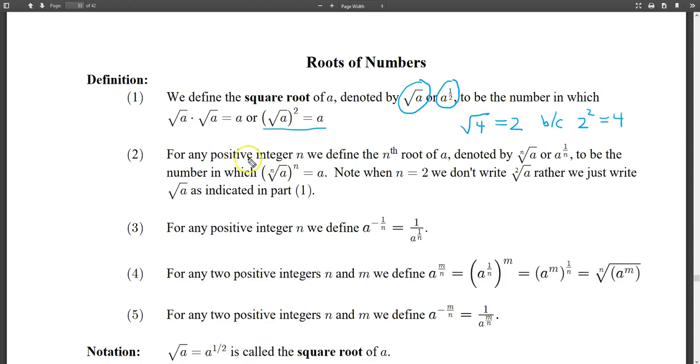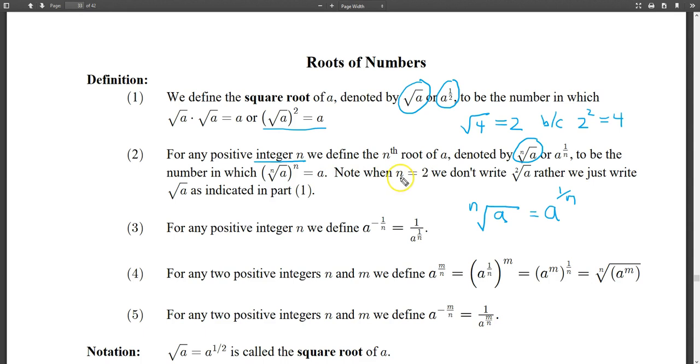In general, for any positive integer n, we define the nth root of a, denoted like this. There's a little n right there. That might be a little hard to see. It's written like this, n right there of a. So that's what we call the nth root of a, or a to the 1/n power, like that. They mean the same thing. They're defined to be the number in which the nth root of a raised to the nth power gives you back a again.